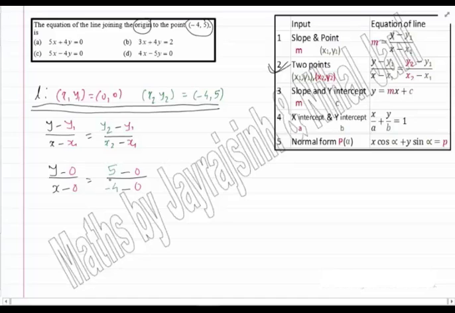Okay, let's simplify by cross multiplying. So we will get minus 4y is equal to 5x, right? Or we can say 5x plus 4y is equal to 0 is the required equation of line. Ta-da! Option A is the correct answer.